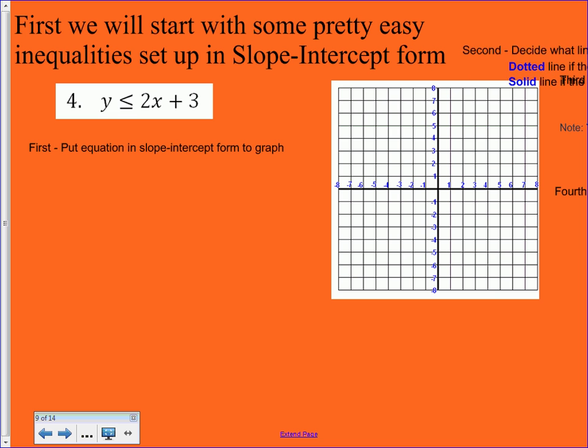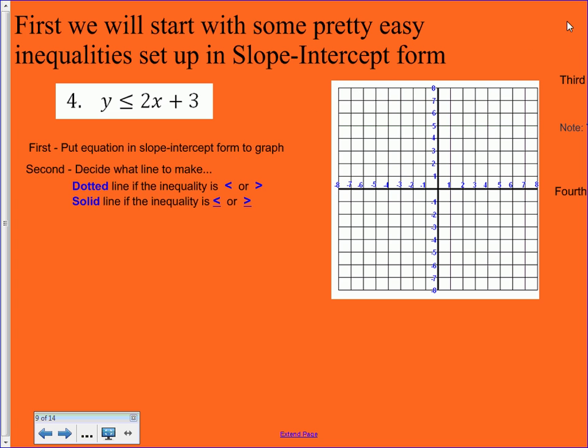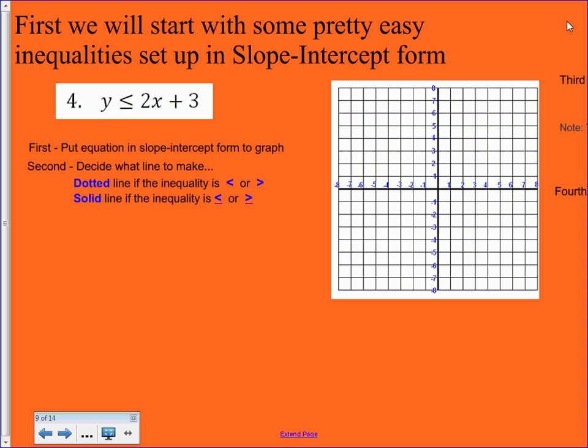Your second step is to decide which line to make. If you're going to use a dotted line. Okay, it's a dotted line if the inequality has less than or greater than. You're going to do a solid line if the inequality is less than or equal to or greater than or equal to. You notice how each of those symbols have a little line underneath it. That's why I remember it needs to be a solid line because of that line underneath it.